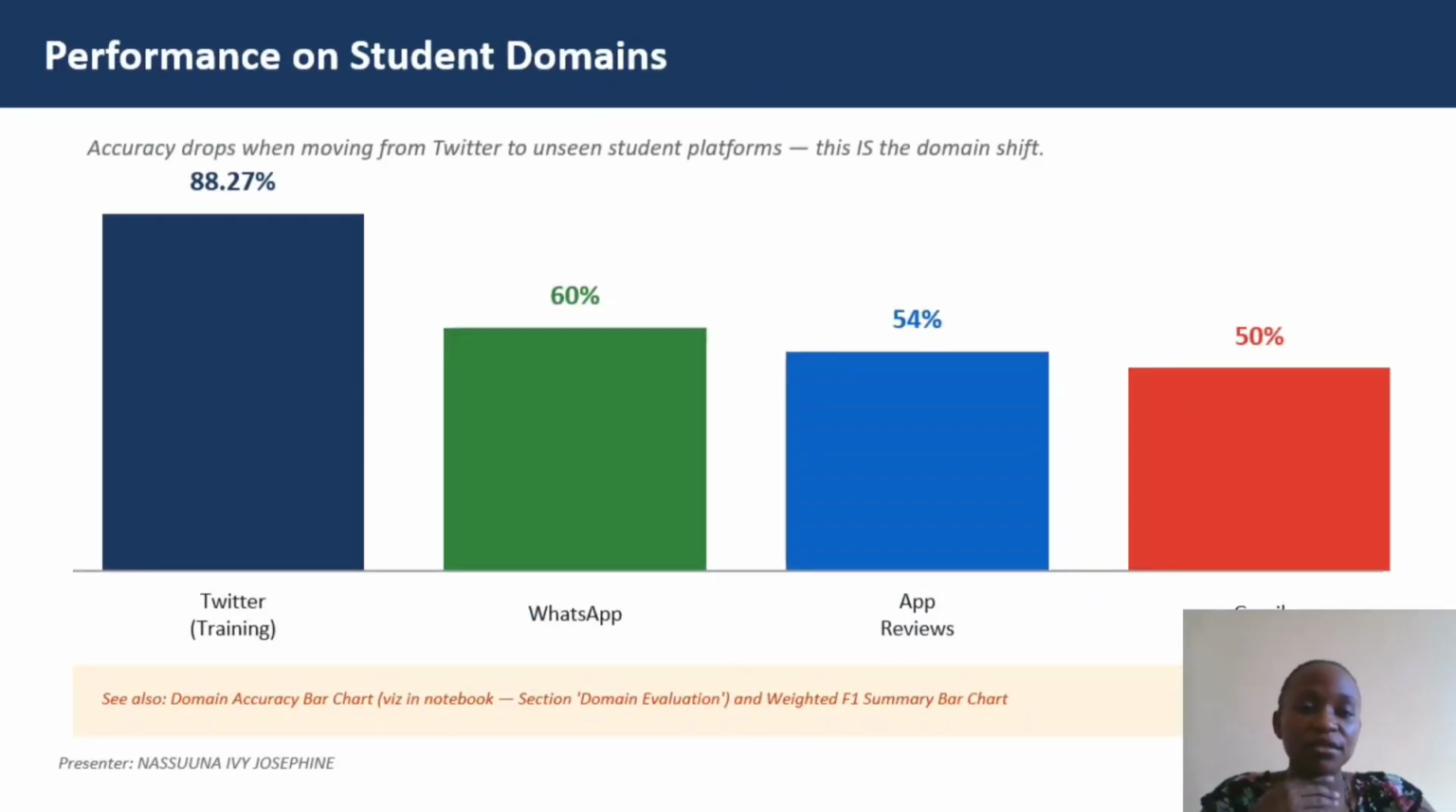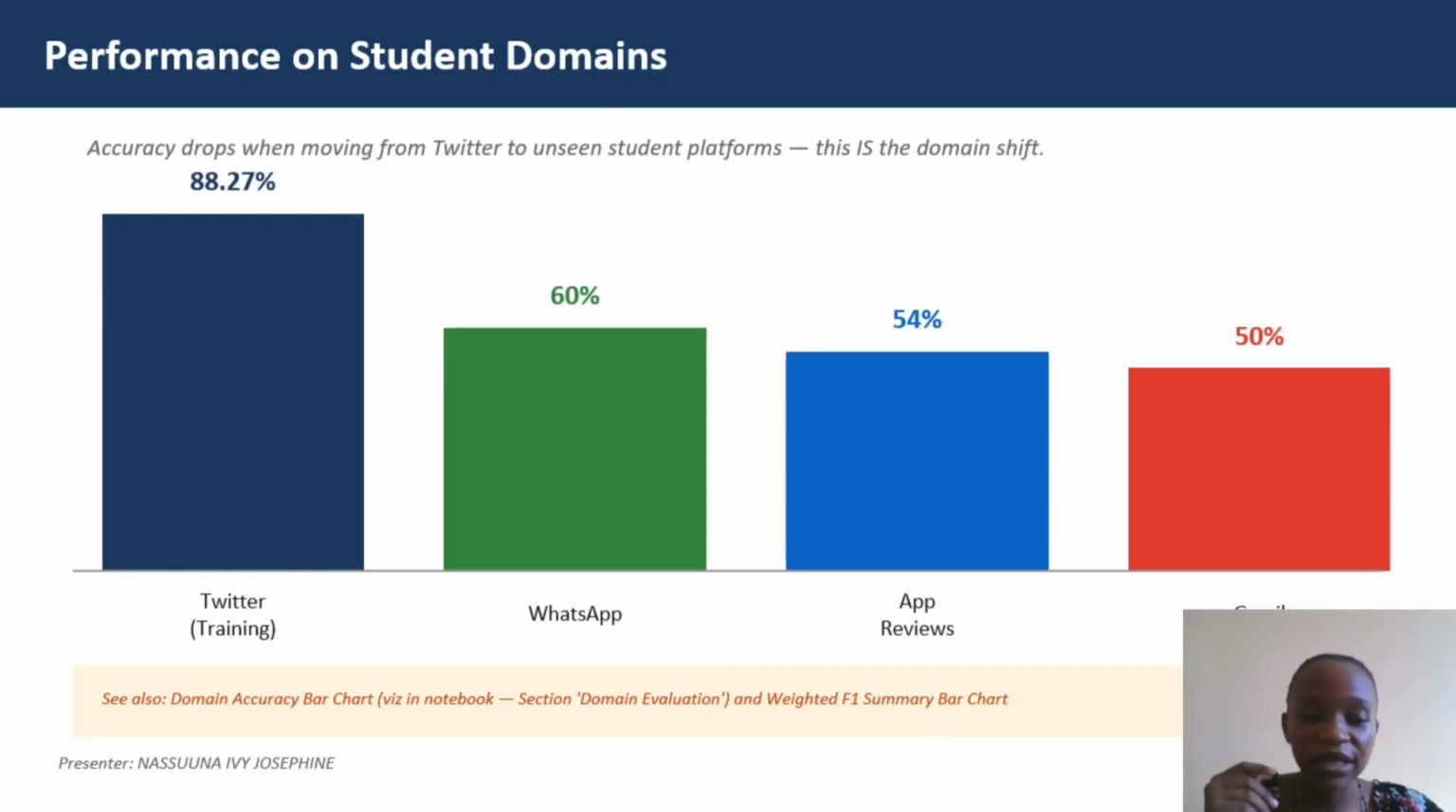So as you can see, accuracy drops when we move from Twitter to unseen student platforms. Twitter has 88.27%, but when we move to other platforms like WhatsApp, app reviews, and Gmail, it dropped. For WhatsApp, it's 60%. For app reviews, it's 54%, and for Gmail, it's 50%. So the accuracy reduced when we went to new data.